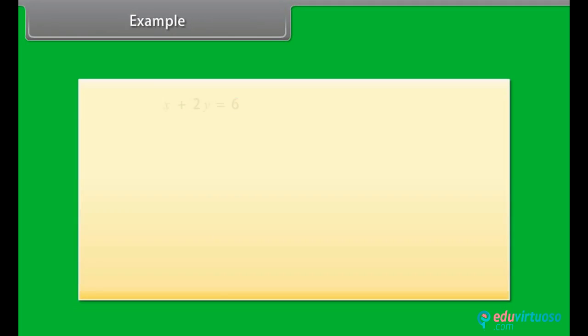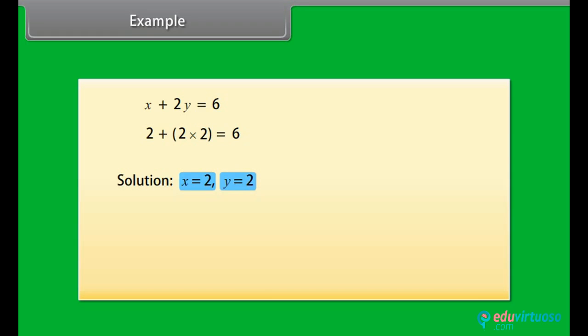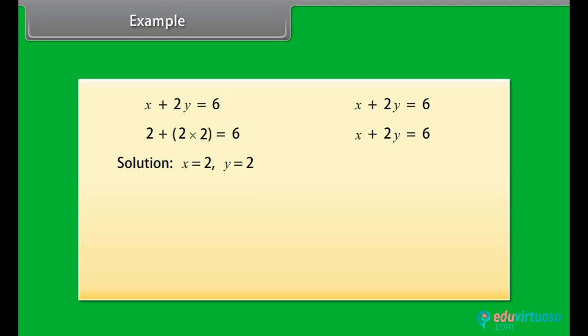Example. Let's now find four different solutions for this equation. By looking at the equation, we can say that x is equal to 2, y is equal to 2 is a solution because on substituting x as 2 and y as 2, we get the answer 6. Now let us choose x as 0. With this value of x, the given equation reduces to 2y is 6. And substituting y as 3, we get the answer 6. So, x is 0, y is 3 is also a solution for x plus 2y is 6.